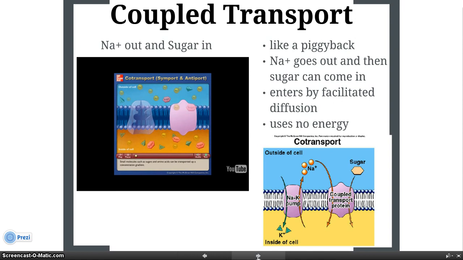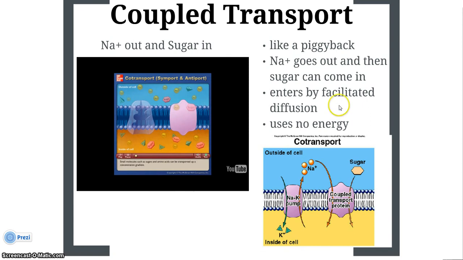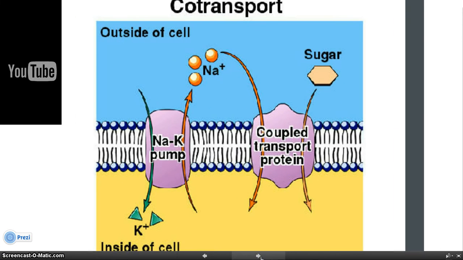Another kind of type is coupled transport, but it's not active transport. You have to think of it like a little piggyback ride going on, where sodium is going to go out and then sugar can come in. This is actually a type of passive transport that we know called facilitated diffusion because there's no energy being used. You can see here in the picture, the sodium-potassium pump is working like normal, but when sodium goes out, sugar can come in.